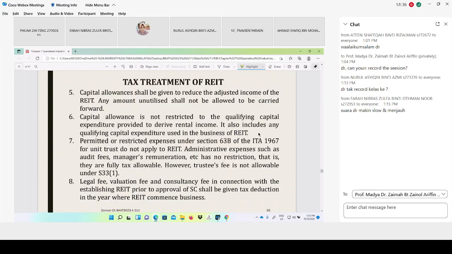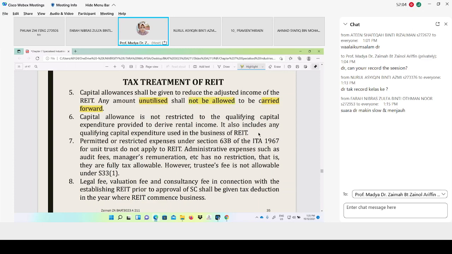Okay, number 5. Capital allowance shall be given to reduce the adjusted income of the REIT. Yes, because this is now considered business income. Any amount unutilized is not allowed to be carried forward. So it's not the same as normal business, where an unabsorbed capital allowance can be carried forward. But here, it's not allowed to be carried forward.